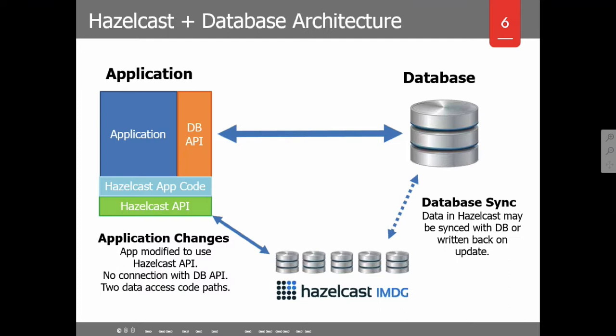The key thing from the application point of view is now you have two data access code paths that you have to code, that you have to maintain, and you have to make decisions on how you want to support and use them.